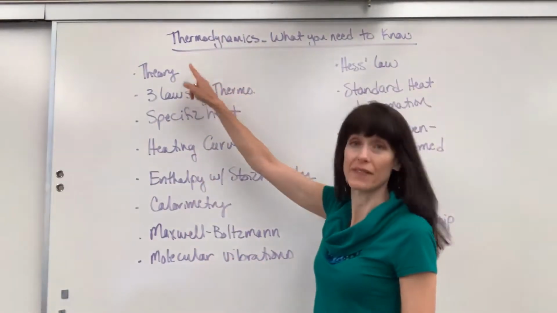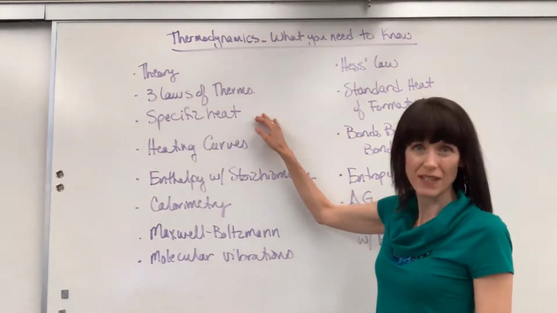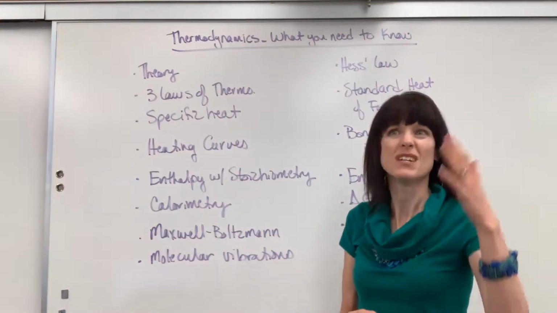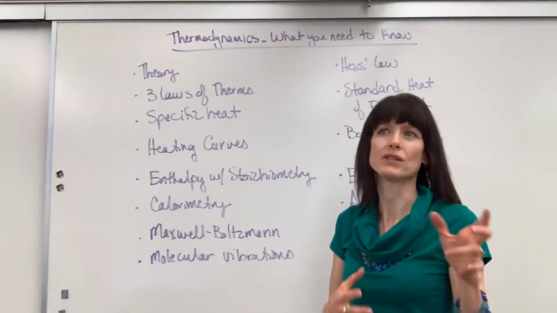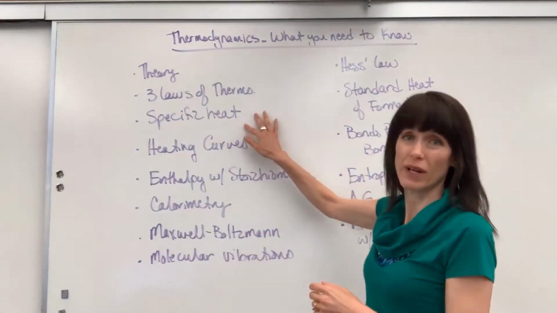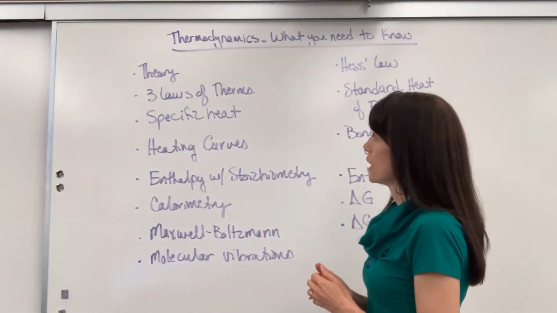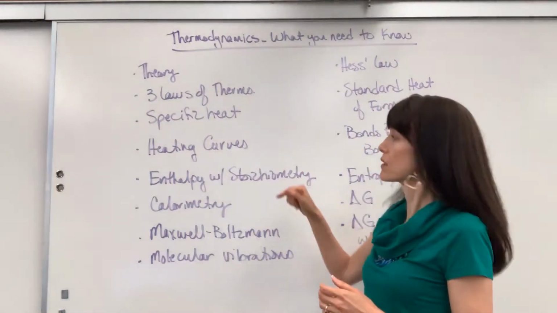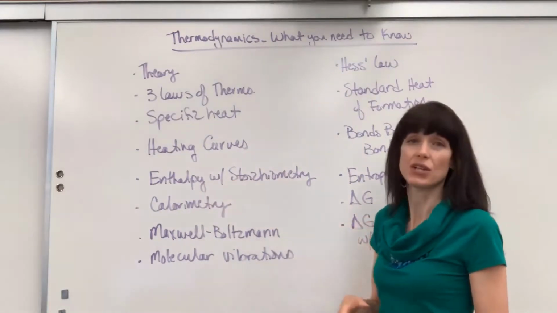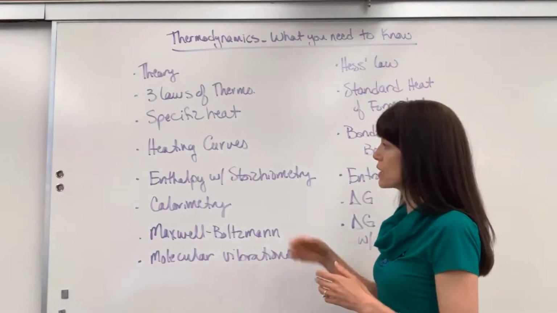You're going to have to understand the theory, three laws of thermodynamics, specific heat, and inside of specific heat there are several sub-equations, really one equation but different ways to use it. So about 4 different ways to manipulate and use the specific heat equation. Heating curves, enthalpy with stoichiometry, this is your delta H, and we're attaching it to equations to make thermochemical equations.